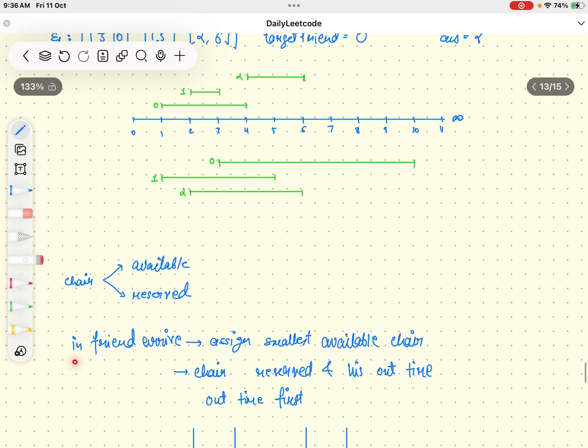So whenever a friend arrives, we have to do one of two things: assign him the smallest available chair. When a friend comes into the room, if there is an available chair with the smallest number, we will give it to him. Or if there is no available chair, we will reserve a new chair for him, and we will keep track of that chair number and the departure time of that friend whenever a chair is assigned to him.